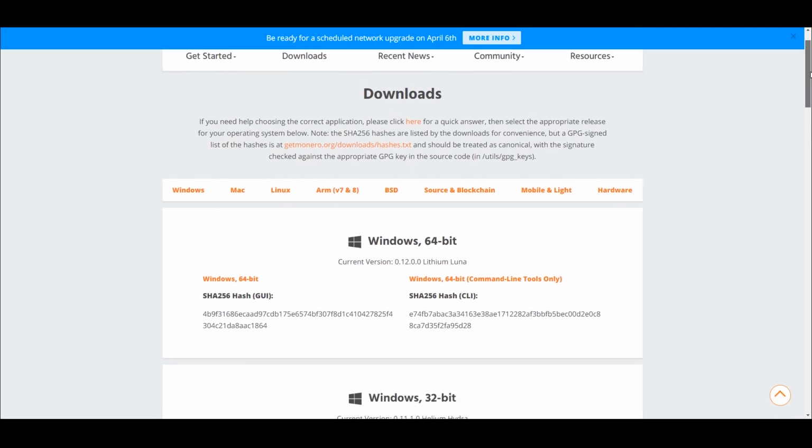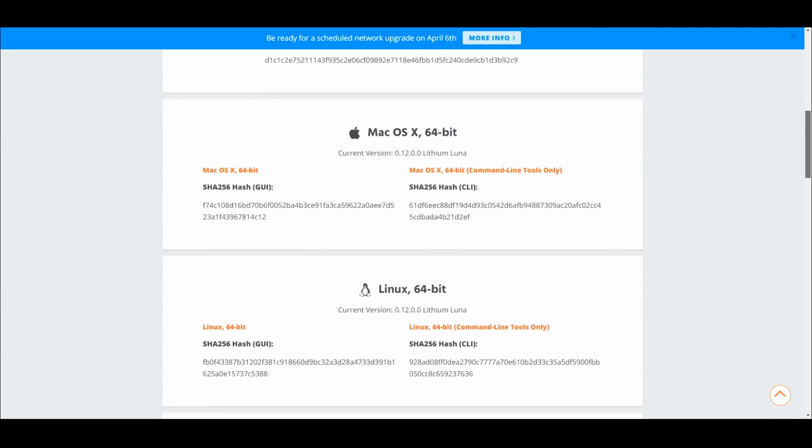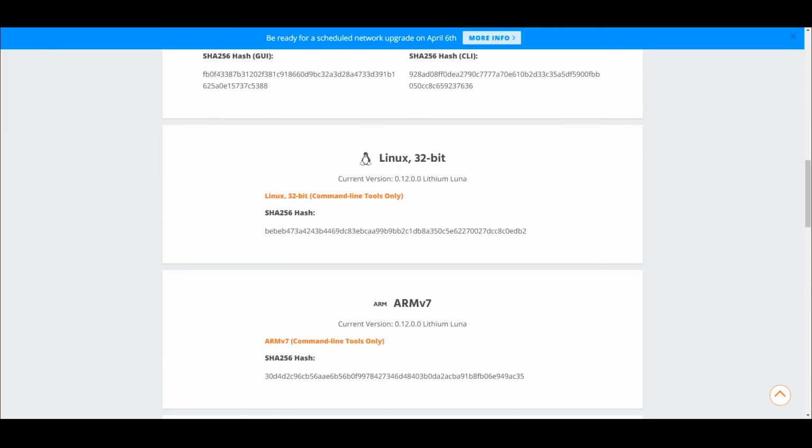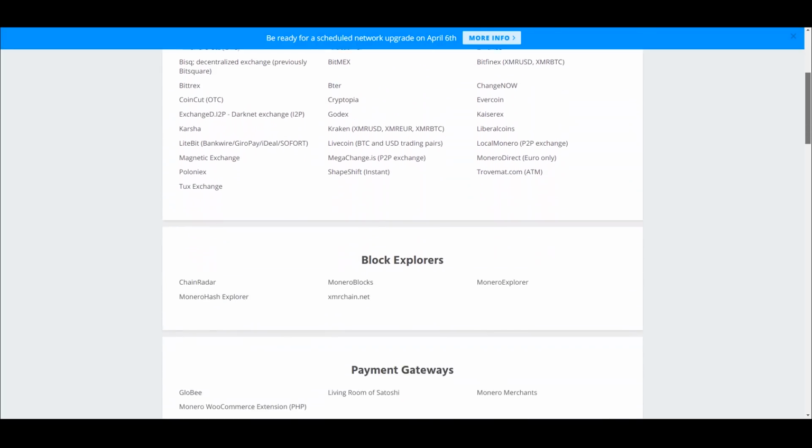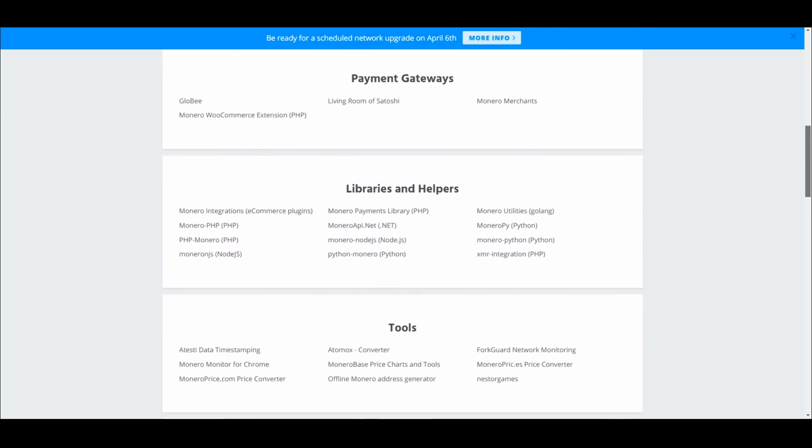There are desktop wallets for Windows, Mac, and Linux. There are also Android mobile wallets, and Ledger are actually working on integrating Monero into the hardware devices as we speak. The cryptocurrency can be used with a number of payment gateways, such as WooCommerce and Living Room of Satoshi, with over 100 merchants across the world accepting Monero as a form of payment.